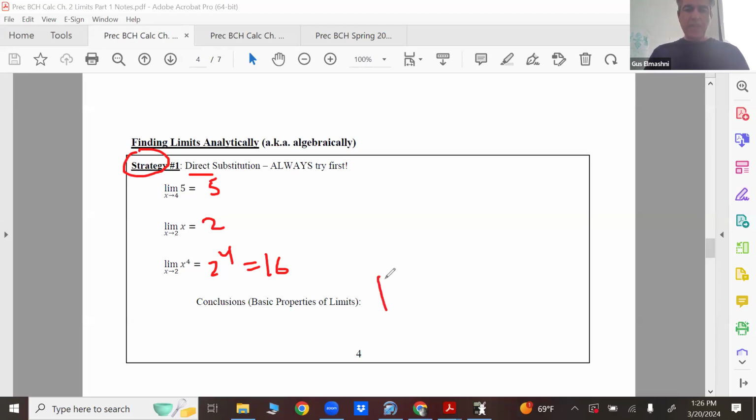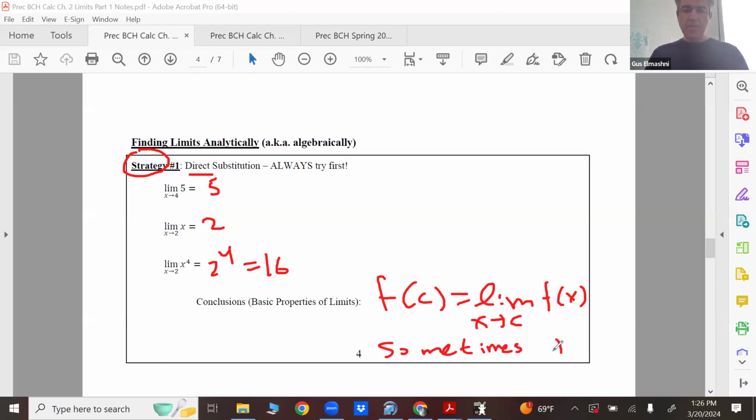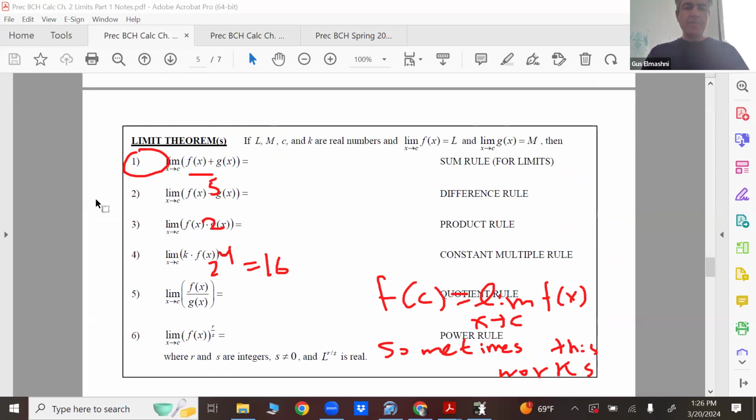Sometimes this works. The limit equals f of c. Remember, c is what we're letting x approach. Okay, questions? No? All right, limit theorems, guys, quiet.